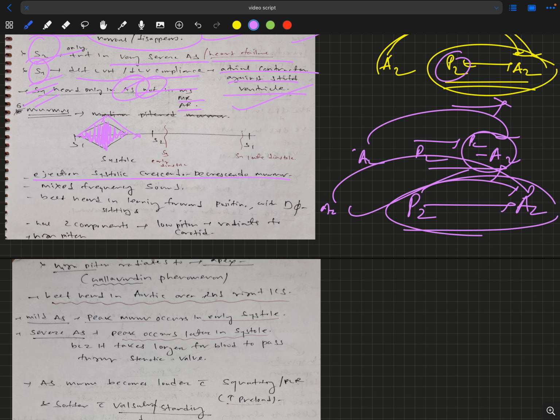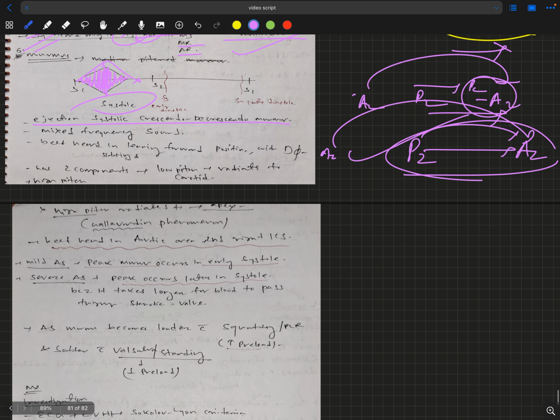So it is heard in systole. So what is the difference between systolic and diastolic murmur? S1, S2, S1. S1 is the closure of the mitral and tricuspid valves. S2 is the closure of the aortic valve and pulmonary valve.